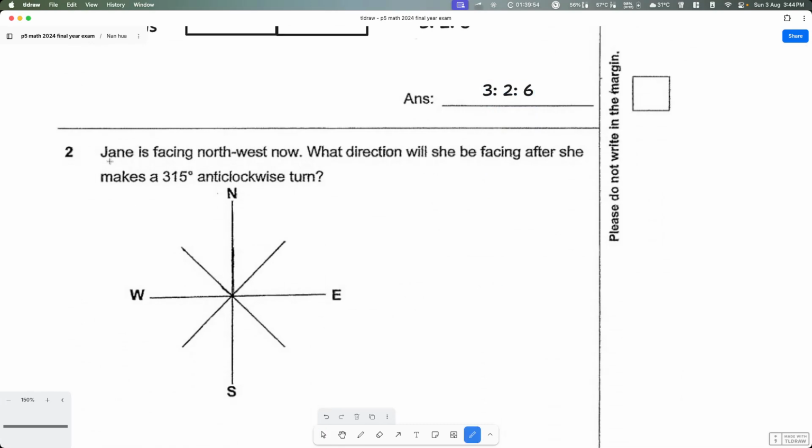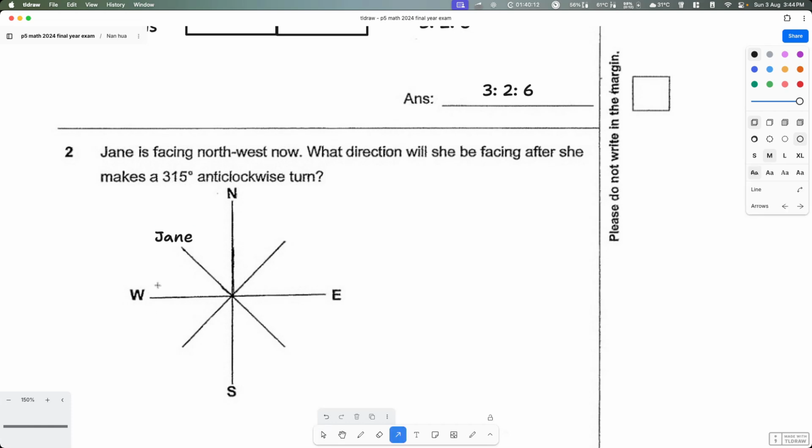Question number 2. Jane is facing northwest now. So I'm going to write here: Jane is facing northwest now. What direction will she be facing after she makes a 315 degree anti-clockwise turn? So what is anti-clockwise? Anti-clockwise is this direction. Jane is over here, and where is she going towards?